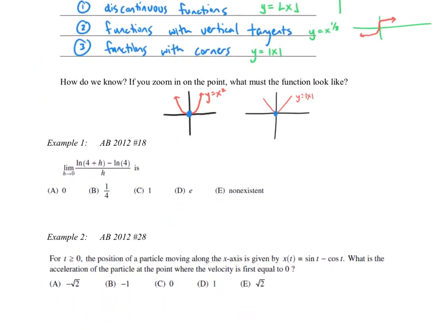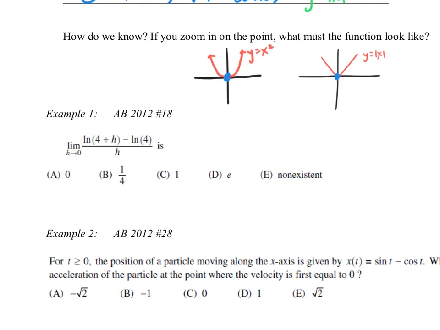Okay, let's try some examples. So at the beginning here of the lesson, I mentioned that your two different definitions of a derivative are so important.